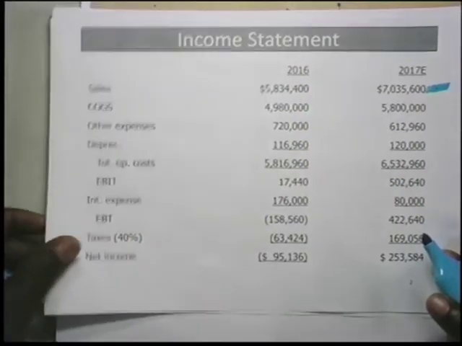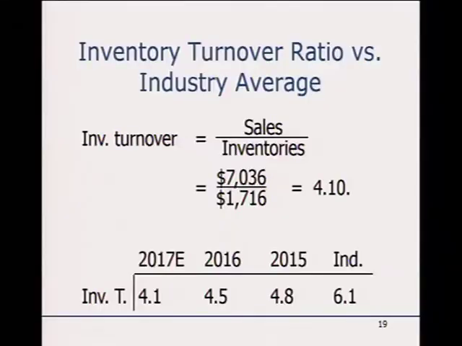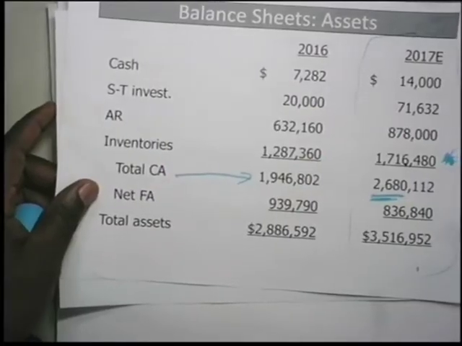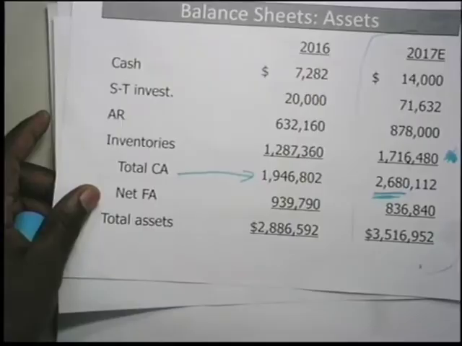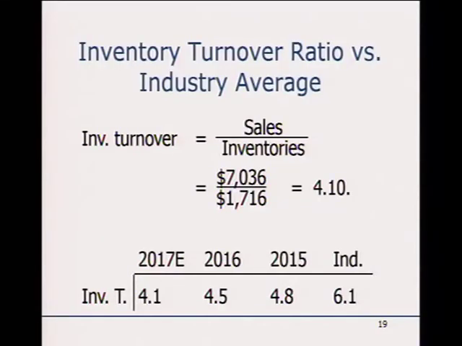Our inventories, don't forget, we go back to our balance sheet section. Okay, this is our inventories figure, the denominator that you can see there. Work that one out and you get a figure of 4.10. That is our inventory turnover ratio. Now let's compare it with the average industry. Industry average, compare it with our industry average.